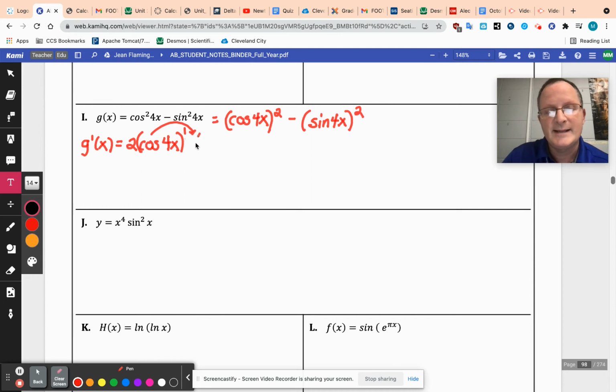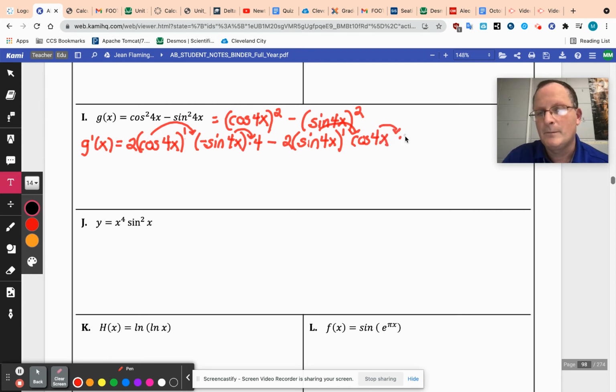The derivative of cosine is negative sine. Copy 4x. Okay, and then the derivative of 4x is 4. All right, we'll deal with all that in a second. Minus, same game, 2, and then copy the sine 4x to the first power. Kind of silly to write the 1. Chain rule. Derivative of sine is cosine. And the derivative of 4x is 4.